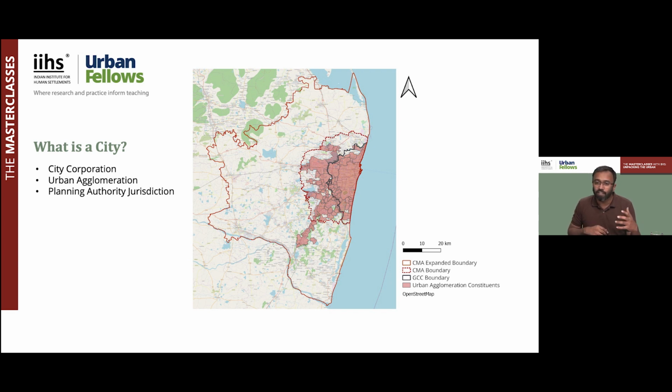But the tricky thing here is that a city can mean different things for different people. And that poses a great deal of challenges sometimes in deciding what kind of data is available, preparing the correct scale of data set, and things like this. So as a quick example, what you see on the screen is the city of Chennai.